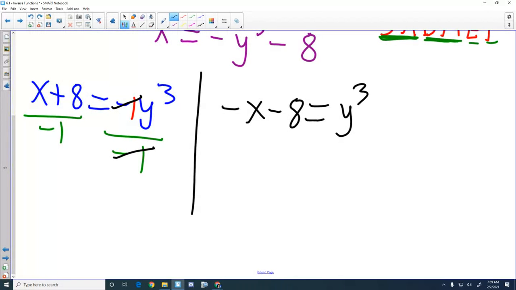Last thing to get the y by itself, I see y with an exponent. So do I just take the square root of both sides now? Not a square root, because that's not a 2. This would be a cube root because it's being cubed. A cube root looks like a square root, except there's a little 3 in the nook. So you've got to take the cube root of both sides. So it's the cube root of negative x minus 8.